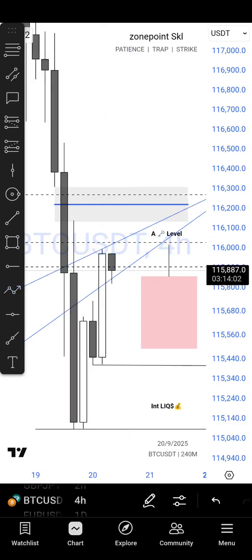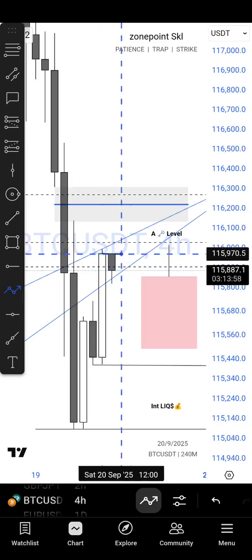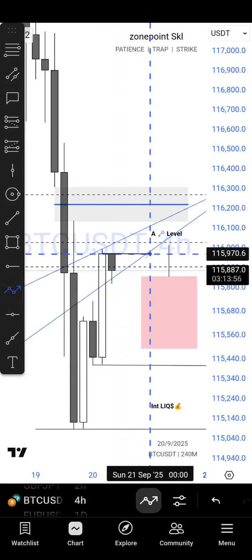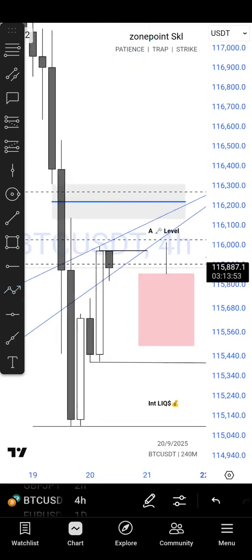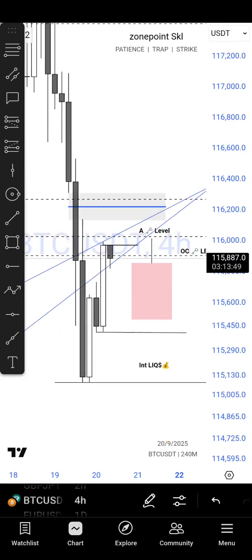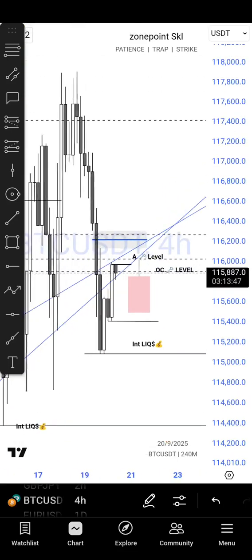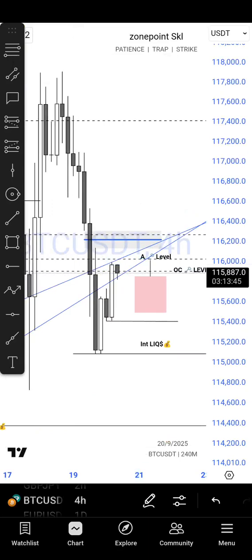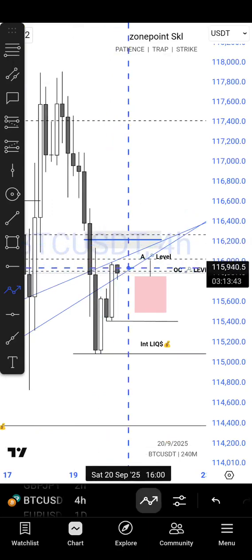I want to explain something. Sorry guys. This line here now has not given us a rejection. So we are on a high probability that price is coming to this A level. It's going to reject from this A level to move down.